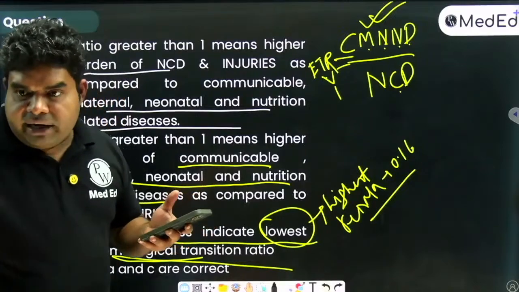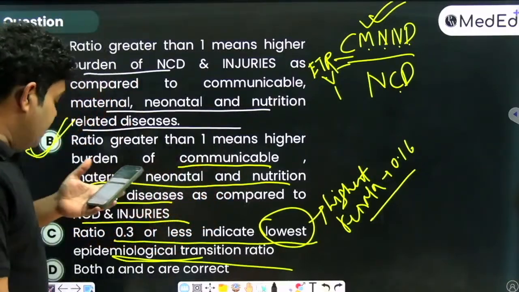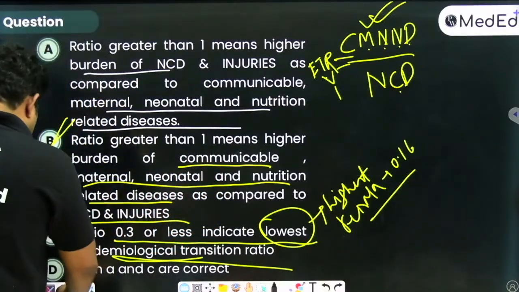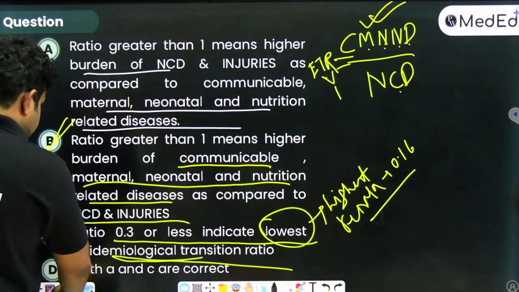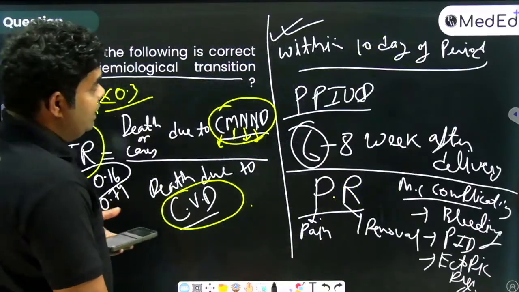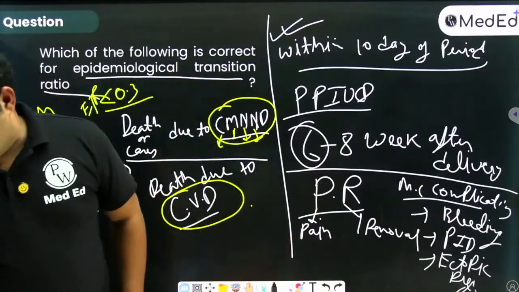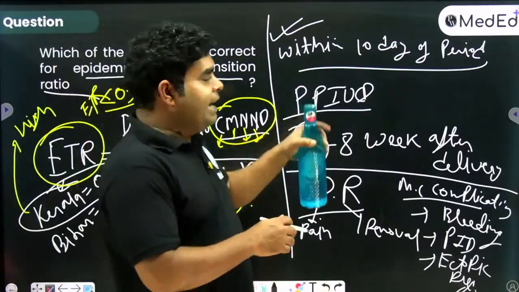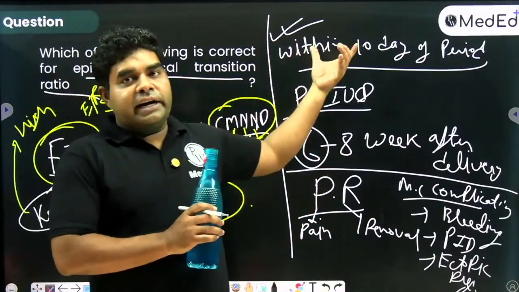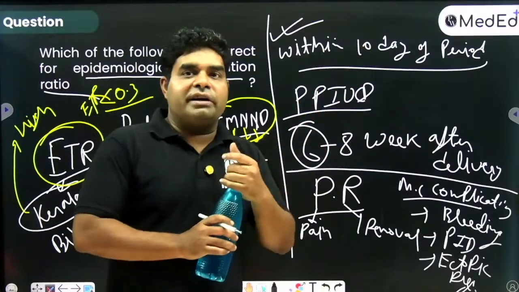Dr. Pankaj Tiwari has a doubt that in Obs and Gynae they are saying that if we insert an IUCD within 48 hours, that is the ideal time. What should we choose? Should we choose PP-IUCD as ideal, or within 10 days of the period, or 6 to 8 weeks after delivery as ideal?